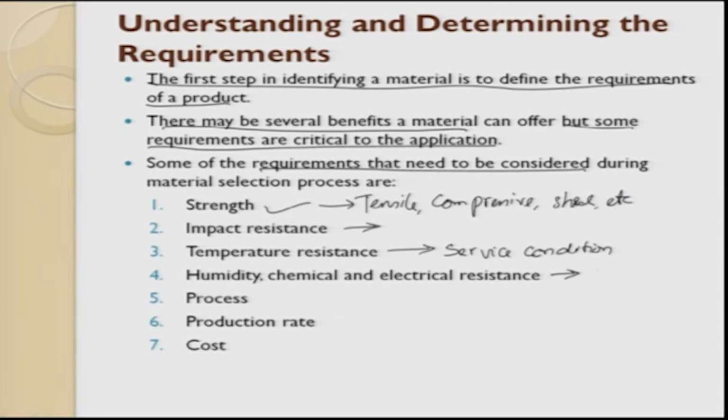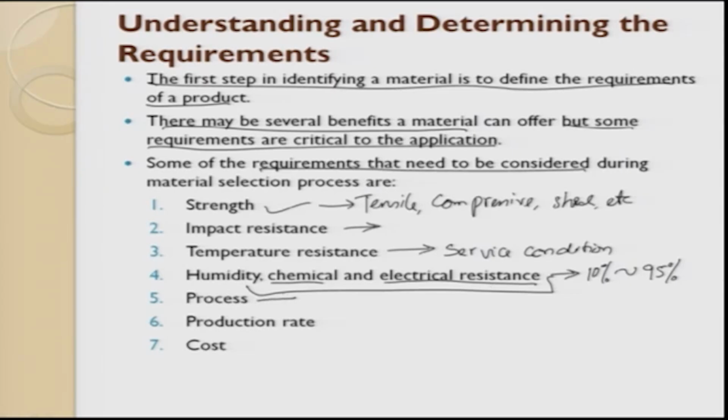Then comes humidity. See, the relative humidity in certain parts of the country varies from 10%, and it goes up to 95%. So, you see so much water in the atmosphere, and your workpiece, your product, should not absorb it. Then on top of it, chemical and electrical. Chemical means a corrosive environment, and electrical is sometimes used for insulation properties also.